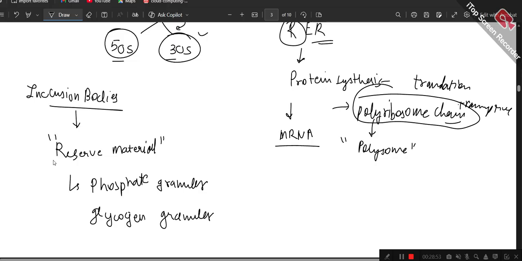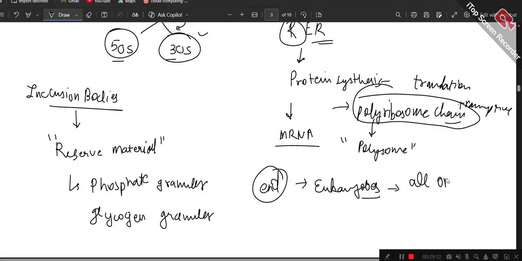I hope this much is clear. This was all about your prokaryotes, and we have done the prokaryotes part. I'm going to end this video here, and in the next video we'll move on to eukaryotes and all the organelles. The next video might be a bit longer. I'm stopping this one here so that things don't get messy, because the eukaryote part is going to be a large one. I hope everything is clear till here.